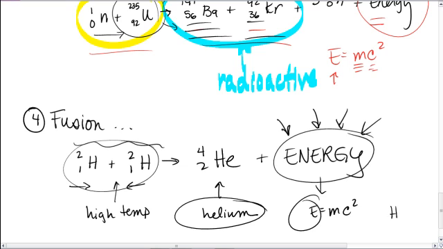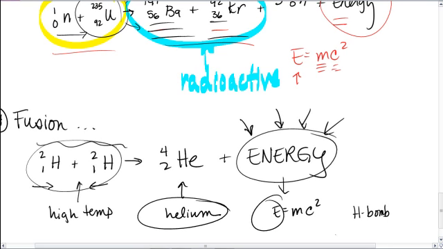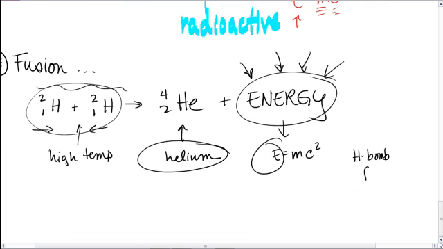But it is what's used in the hydrogen bomb, and the way that they get the high rate of speed for the fusion reaction in a hydrogen bomb is they actually use a fission reaction to fuel the fusion reaction, and then so much energy is given off in the fusion reaction that it is incredibly destructive as a result of that.